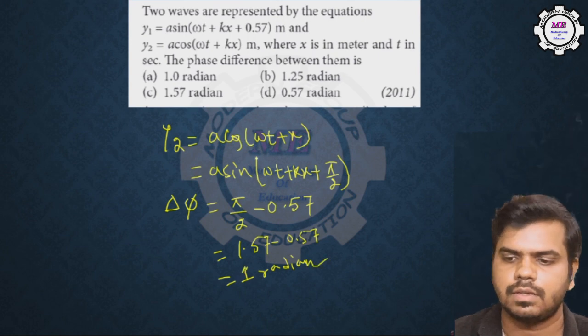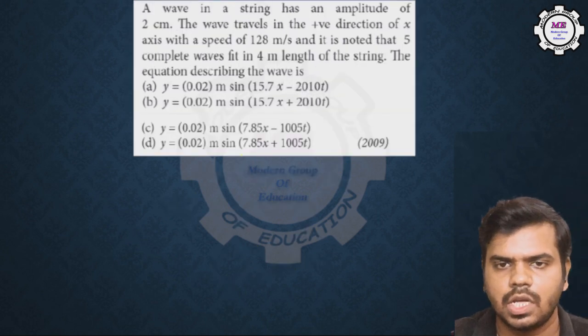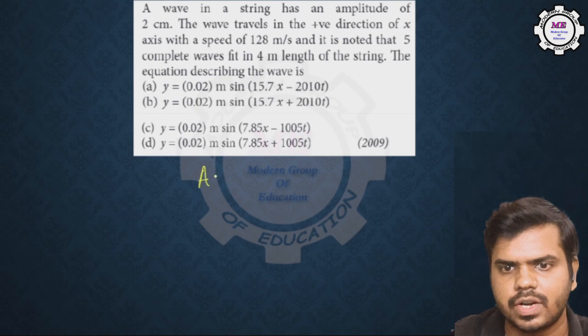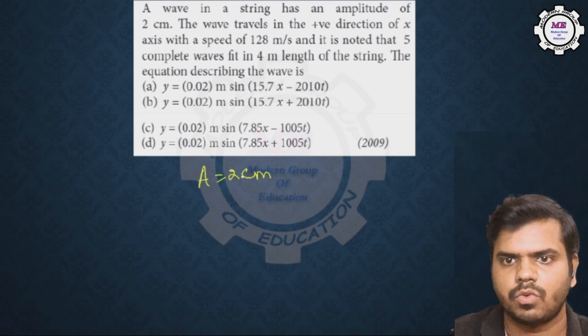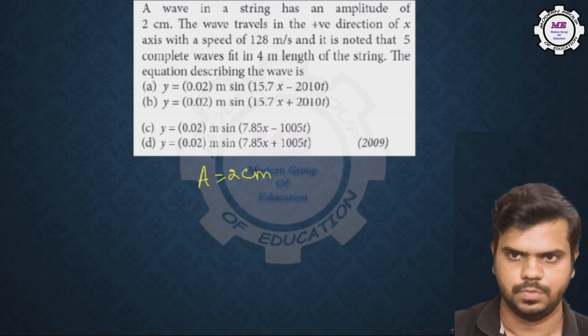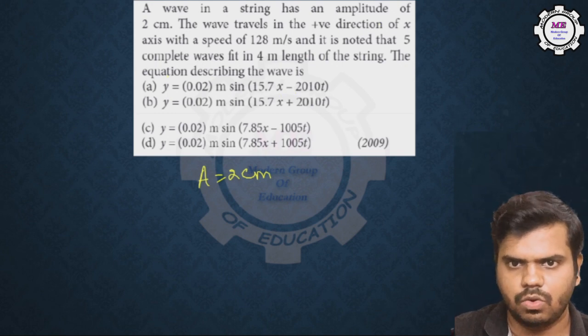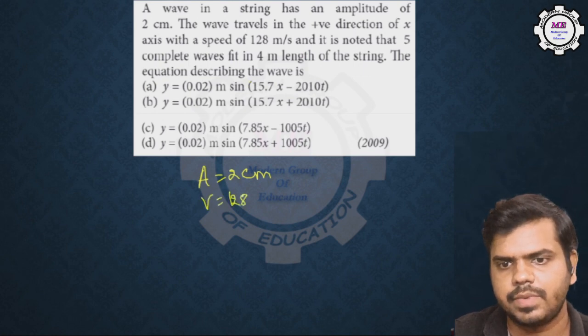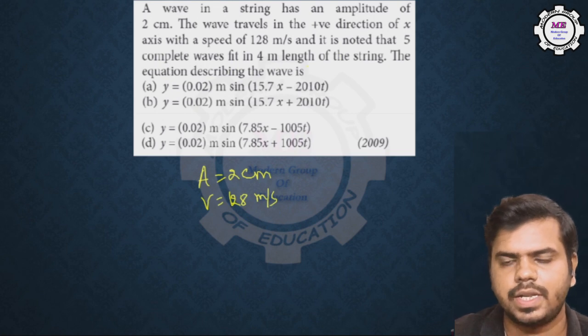Okay, clear? In the next question, a wave in a string has an amplitude of 2 centimeter. You can write A is equal to 2 centimeter. The wave travels in the positive x direction, that means there will be a minus sign, with a speed of 128 meter per second. That means v equals 128 meter per second. And it is noted that 5 complete waves fit in 4 meter length. Five complete waves, that means 5 wavelengths fit in 4 meter length.